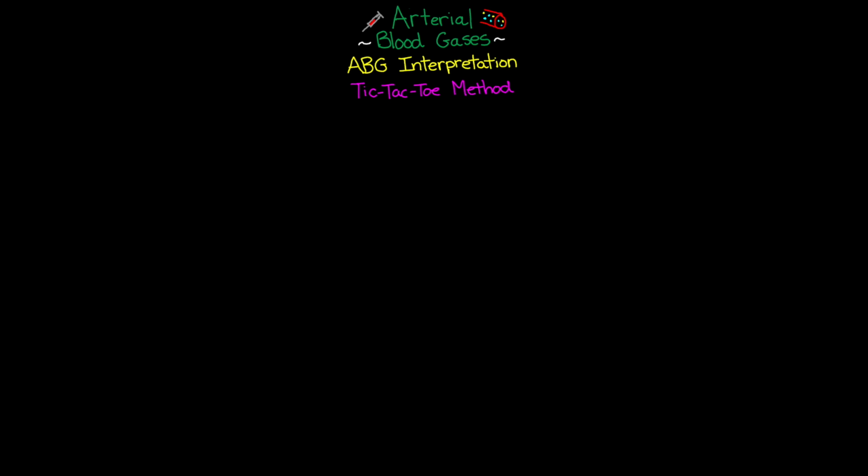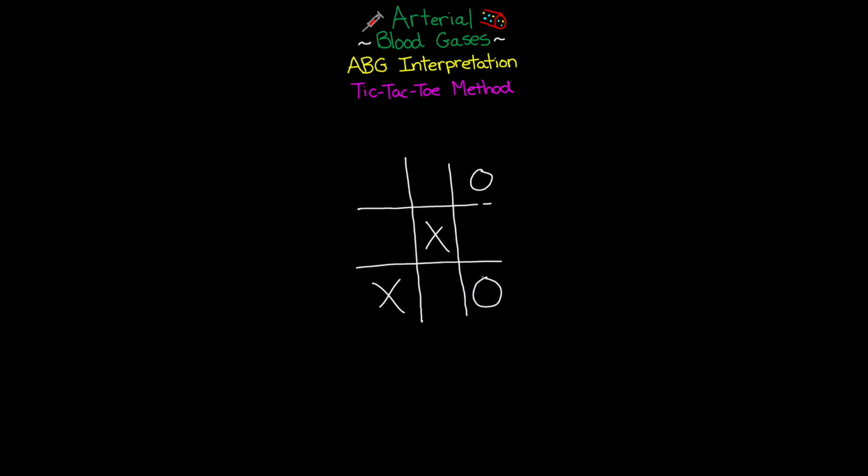Essentially the tic-tac-toe method is going to help you to interpret that ABG as well as determine what kind of compensation your patient has or doesn't have going on. The way that this method works is it's really similar to the game of tic-tac-toe that we all used to play as kids. If you remember, we had this crisscross board of lines, and you'd write in your X's and your O's, and you would work to try to get 3 in a row. That's essentially what we're going to be doing with the tic-tac-toe method, just instead of using X's and O's, we're going to be putting in values based on our ABG.